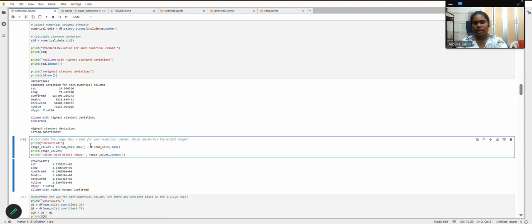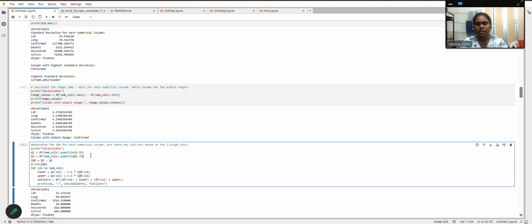In the sixth question, we calculate the range for every numerical column. Range is calculated as the difference between the maximum and minimum values. It gives a simple idea of the total spread of the data. A larger range means there is a great difference between the smallest and largest observation. We also identify the column with the widest range. This helps us determine which variable has the greatest overall spread in its values.